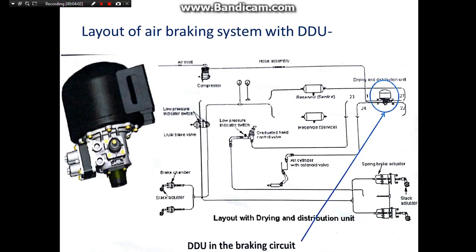Layout of the air braking system. You can see in this figure the drying and distribution unit has mainly 4 ports: 21, 22, 23 and 24. Port 21 goes to the reserve tank. Port 22 goes to the air cylinder with solenoid valve. Port 23 goes to the brake actuator, the spring brake actuator, and the last one goes to the hand control valve.